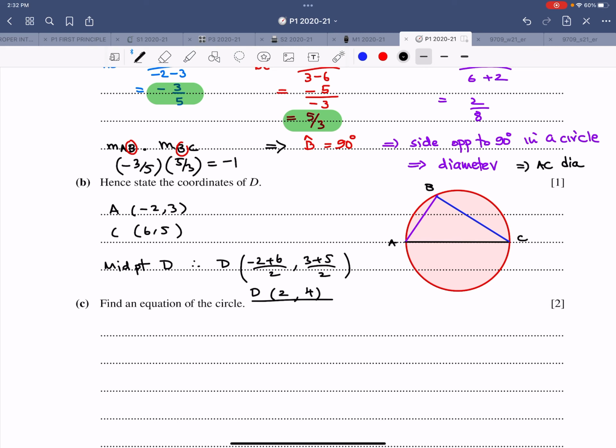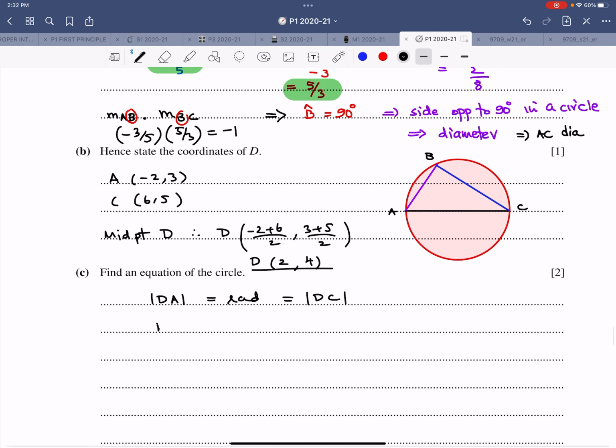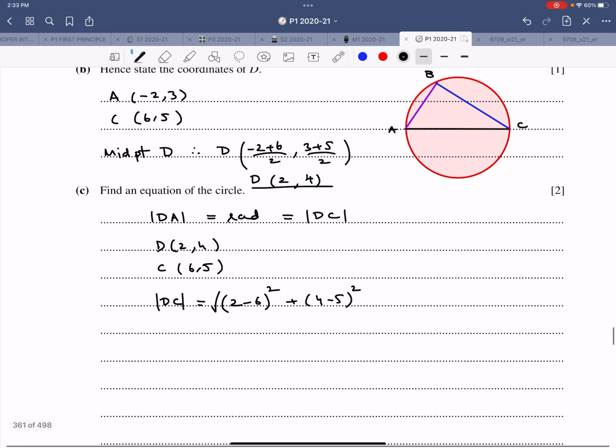DA is the radius. Similarly, DC is the radius. So let's use D, 2, 4. Let's use C, which is 6, 5. Therefore, DC is the square root of 2 minus 6 whole square plus 4 minus 5 whole square. So that is 4 square is 16 and this is 1. And therefore, this comes out to be root 17.